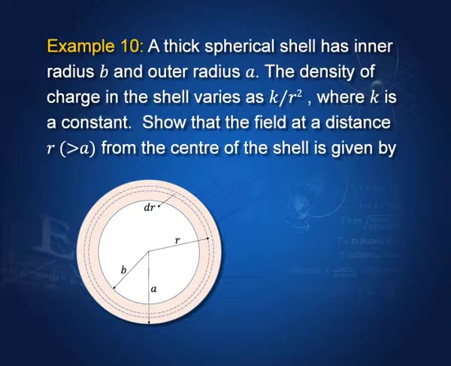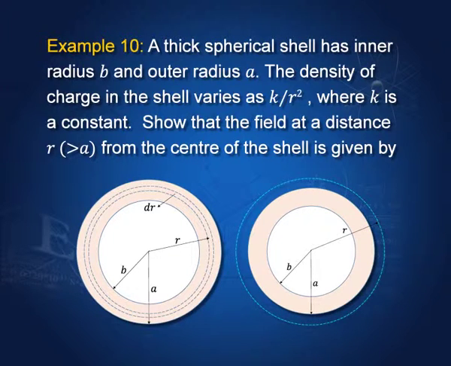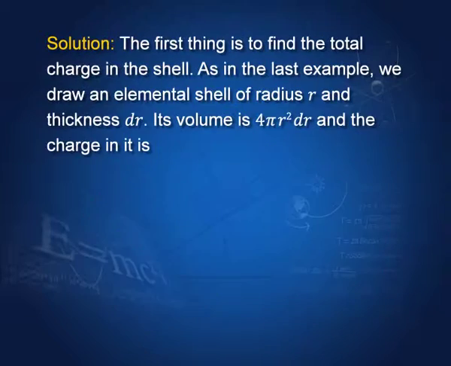And now, we are asked to find the electric field at points outside the shell, and also inside the shell for a point at a distance r from the center, which is between b and a. So, it is inside the shell. The shell is thick. So, let us find out. The first thing is to find the total charge in the shell.